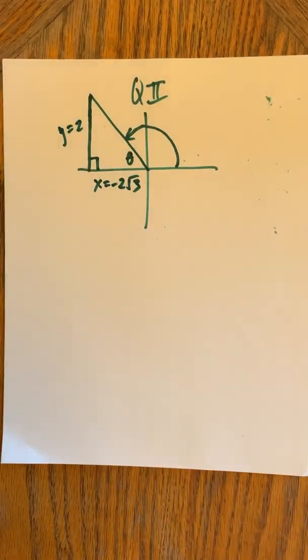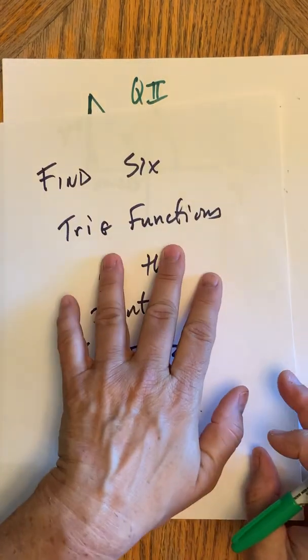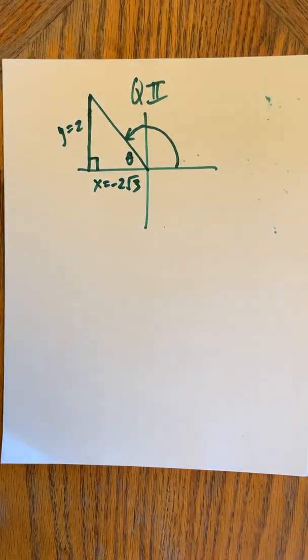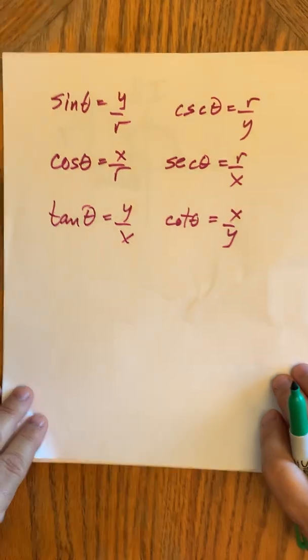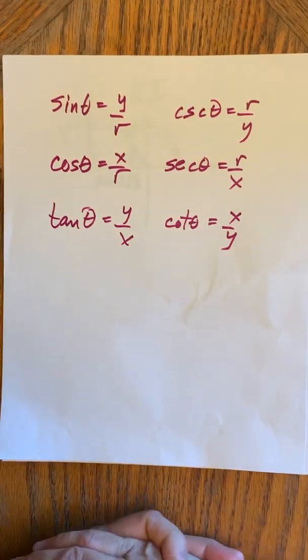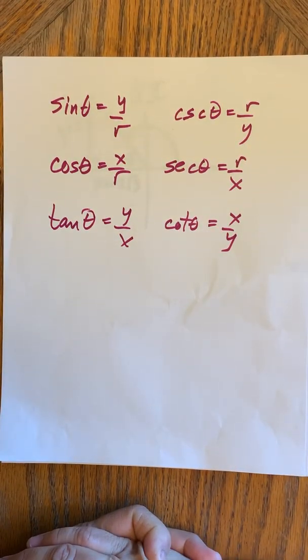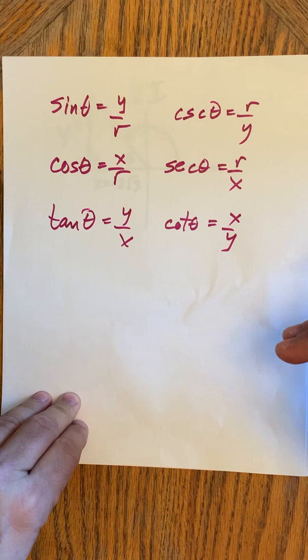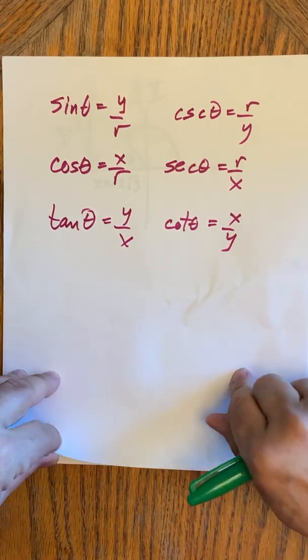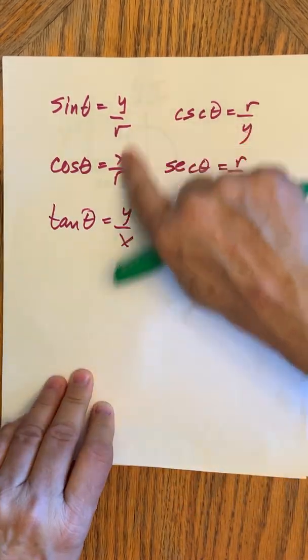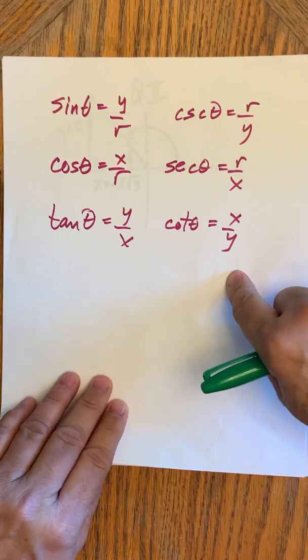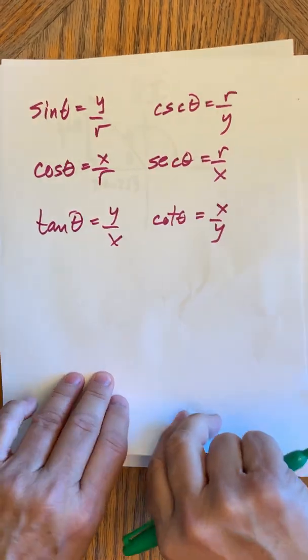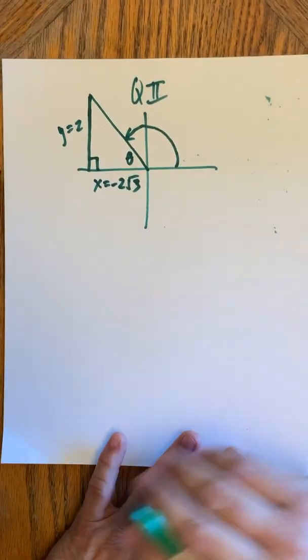So what we need to find is all 6 trig functions, and what you absolutely want to do is memorize these definitions in terms of x, y, and r, all the 6 trig functions, and know them like the back of your hand. It'll make your life so much easier. Essentially, the definitions are all in terms of x, y, and r. So we already have x and y, we just need r. And then we fill everything in.